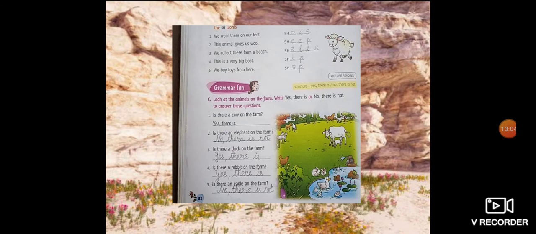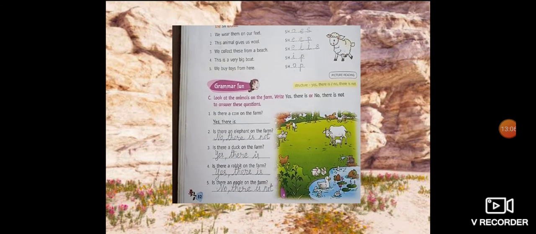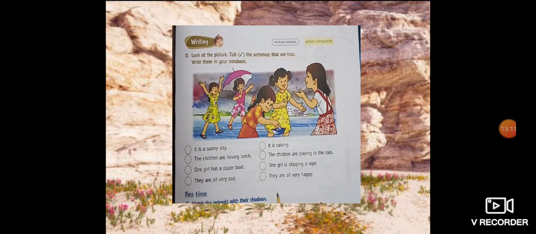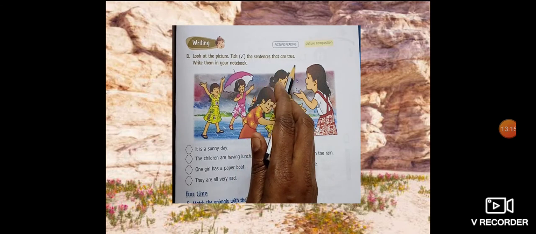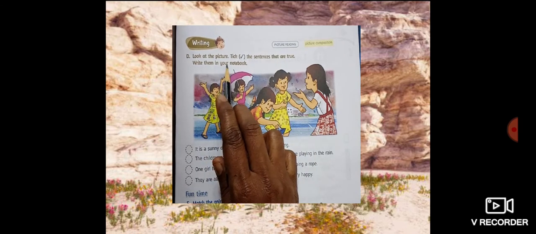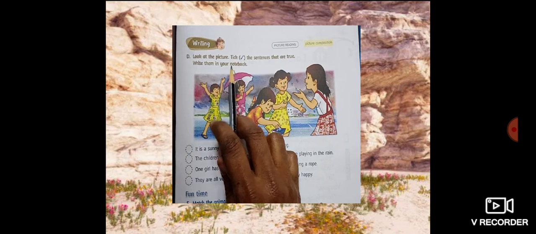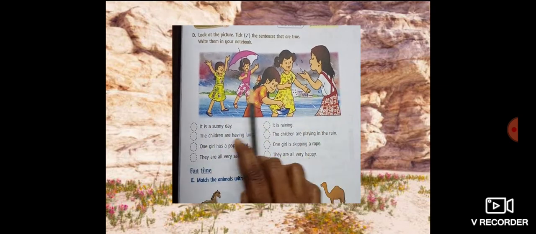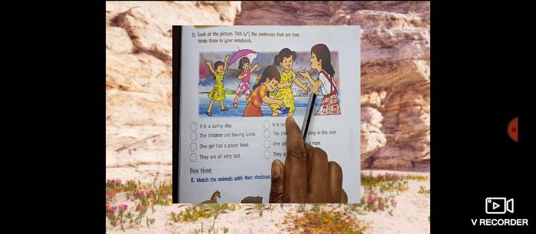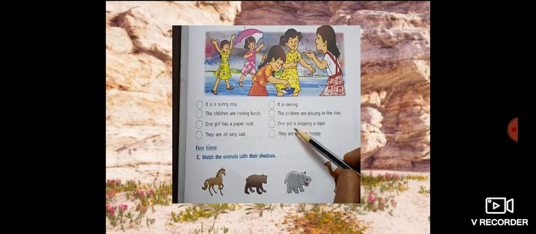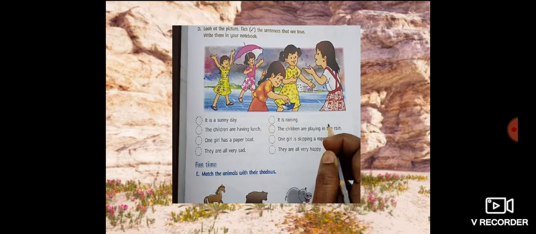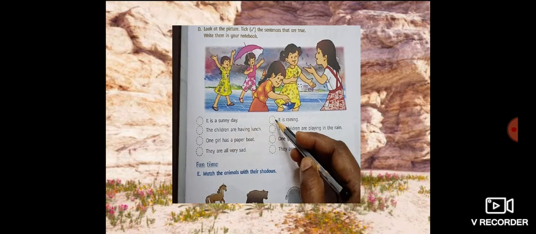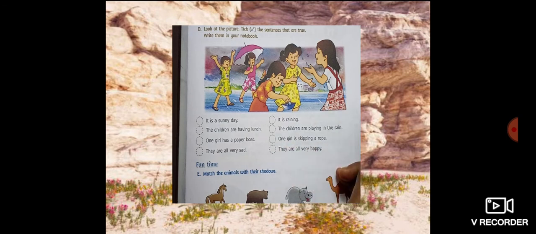Okay? We'll move on to the next exercise. The next page. Look at the picture. Tick the sentences that are true. Write them in your notebook. Okay? Look at the picture. By looking at this picture, they have given some sentences, whether it is true or not. If it is true, you have to put a tick in the circle. If it is not true, you need not do anything.